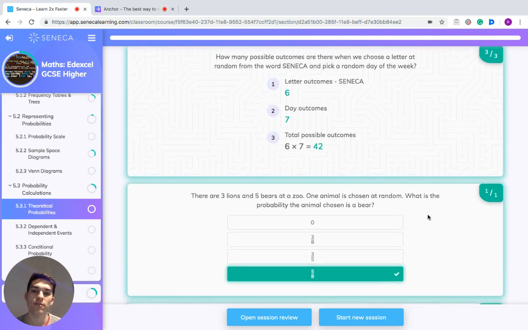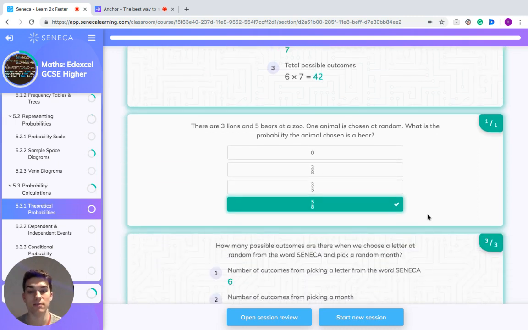So if there are 3 lions and 5 bears at a zoo, and one animal is chosen at random, what is the probability that the animal chosen is a bear? So there are 5 bears, 3 lions. What's the probability the animal chosen at random is a bear? So if there are 5 bears and 3 lions, that means we've got 8 animals in total, and 5 of those animals are bears, so 5 out of 8 would be your answer.